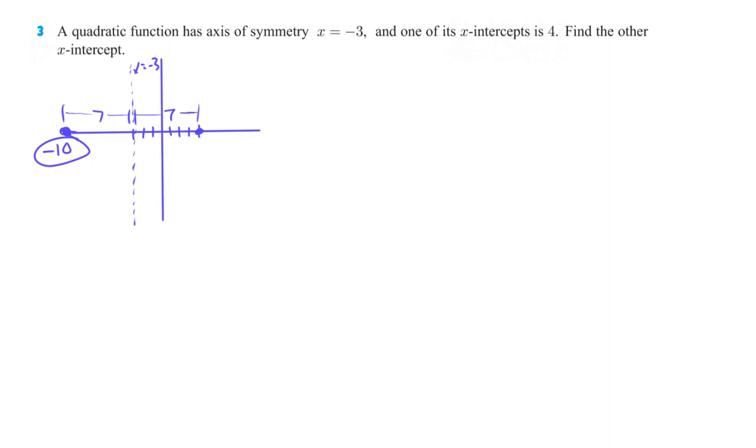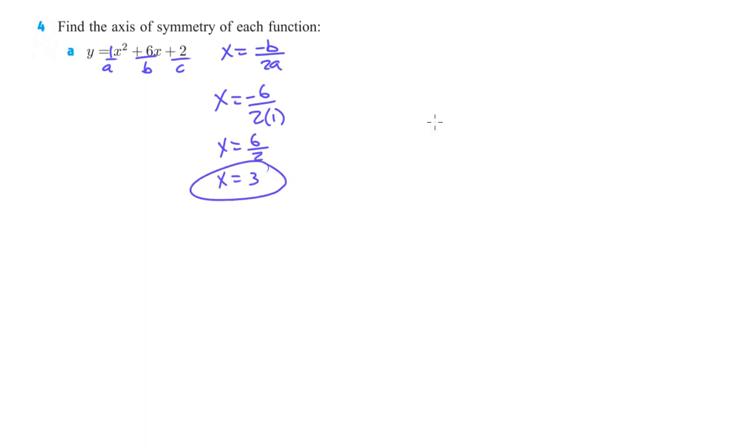Okay? Number 4, find the axis of symmetry for each function. This is going to be a nicer one for x equals negative b over 2a, because a is 1, b is 6, and we don't even need c, but c would be 2. So in this case, it's just going to be x equals negative 6 over 2 times 1. So we get x equals 6 over 2, or x equals 3 is our axis of symmetry.